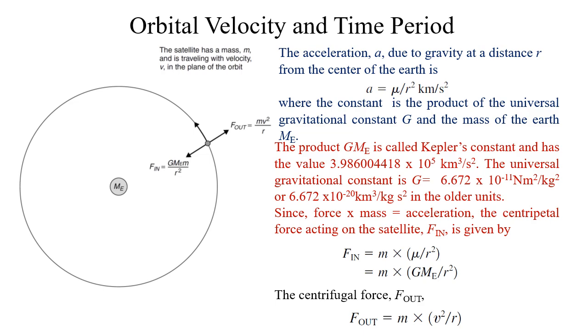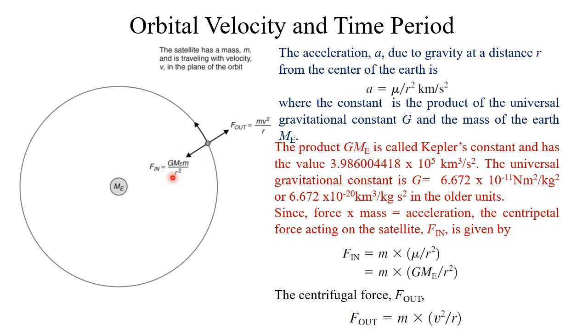We are now trying to understand orbital velocity and the time period of a satellite. In the orbit, if this is the position of the satellite and assuming the satellite is revolving around the Earth in a circular orbit, then there are two forces acting on that particular satellite. One is the gravitational force in this direction, and that is directed towards the center of the Earth.